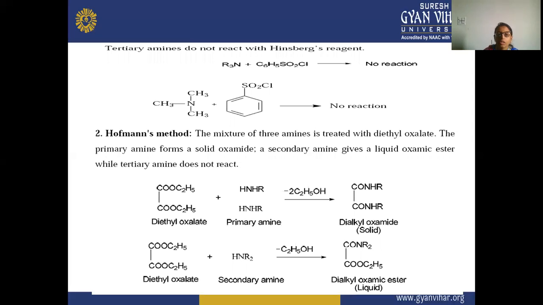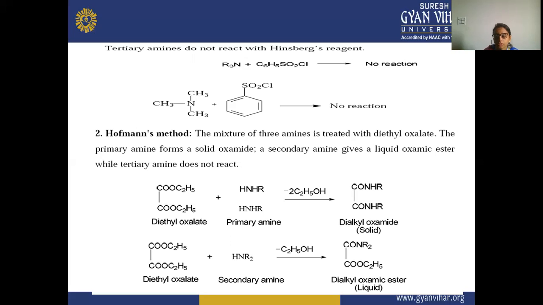So next is your tertiary amine. In the case of tertiary amine, they do not react with this Hinsberg reagent because they do not have any hydrogen in them. So they are not forming any reaction. So there is no reaction in the Hinsberg reaction. Like this, we are distinguishing between these three amines.